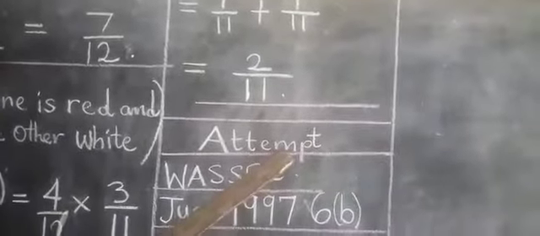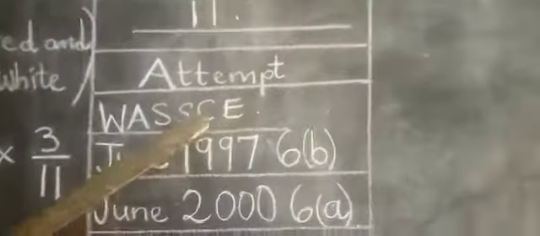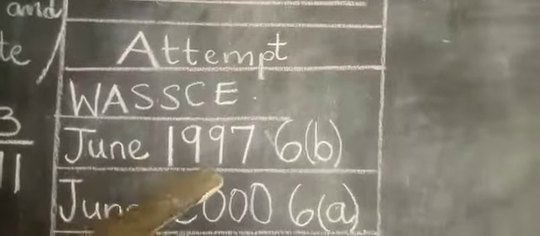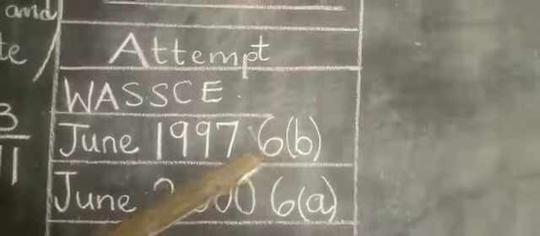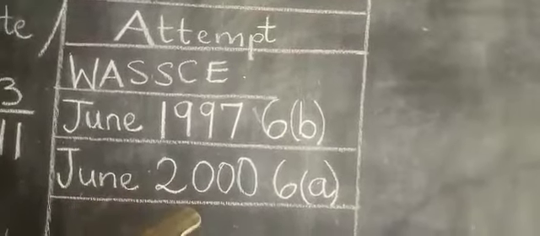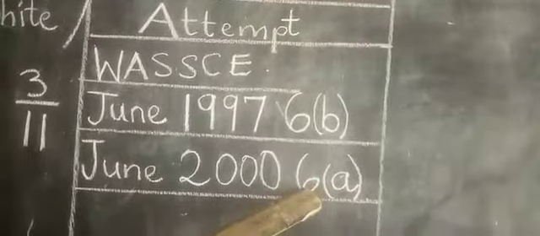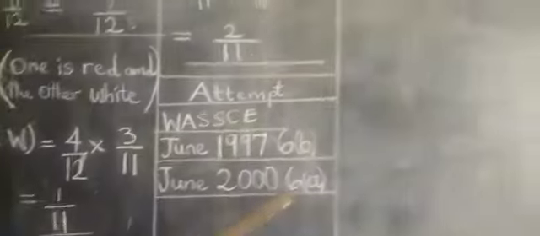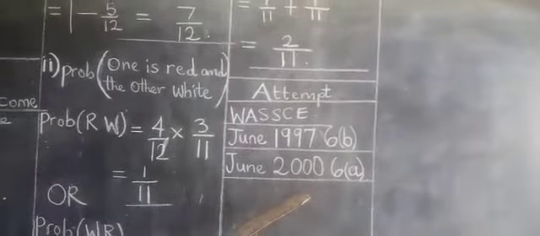Attempt. We have a few questions there for you to attempt. We have WASC U 1997 number 6B, U 2000 number 6A, and you still have many more. You can check your text materials for more questions.